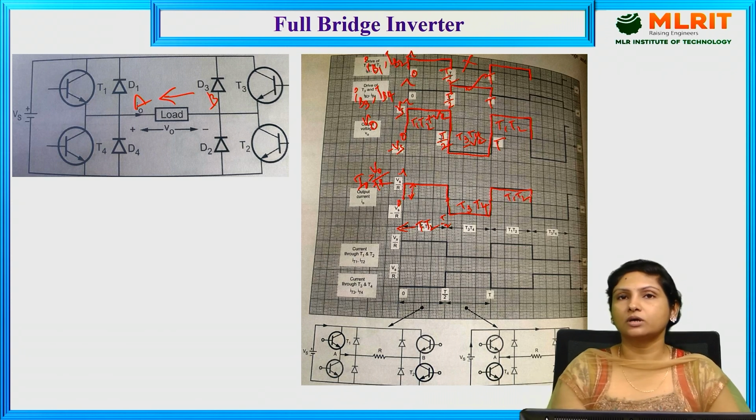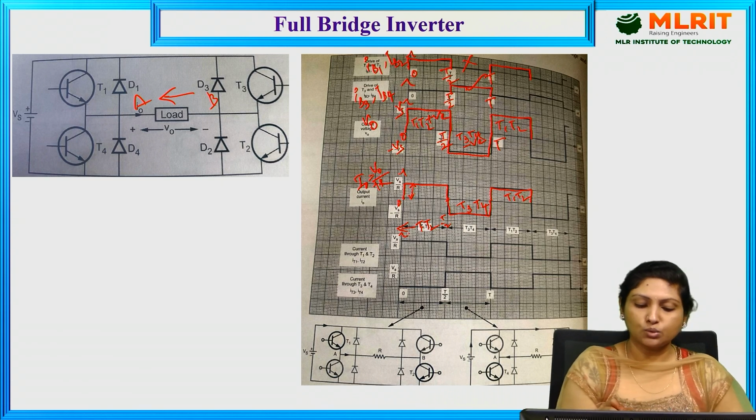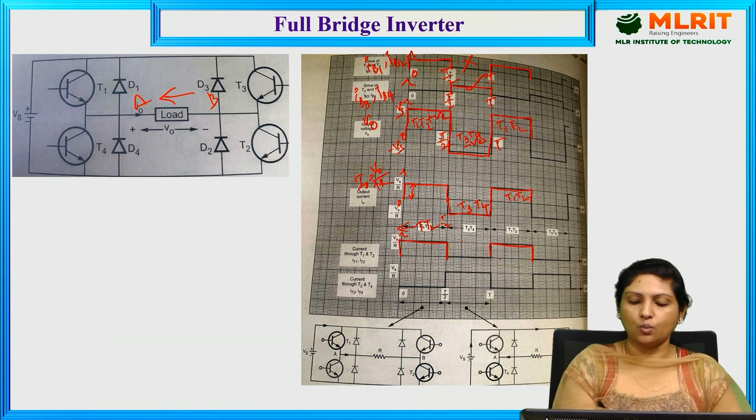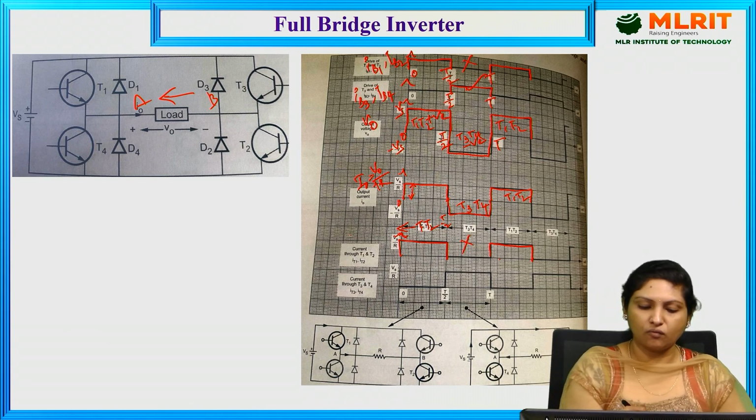This is the output current waveform. The current through transistor 1 and 2, these two will be conducting at a time. So this is the current through transistor 1 and 2. And if you see, at this instant transistor 1 and 2 came into the picture, whereas here T3 and T4 was conducting. And this is the individual waveform across transistor 1 and transistor 2.